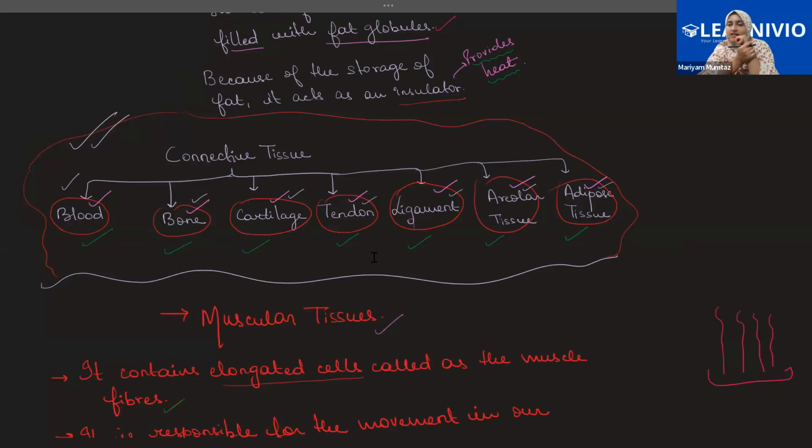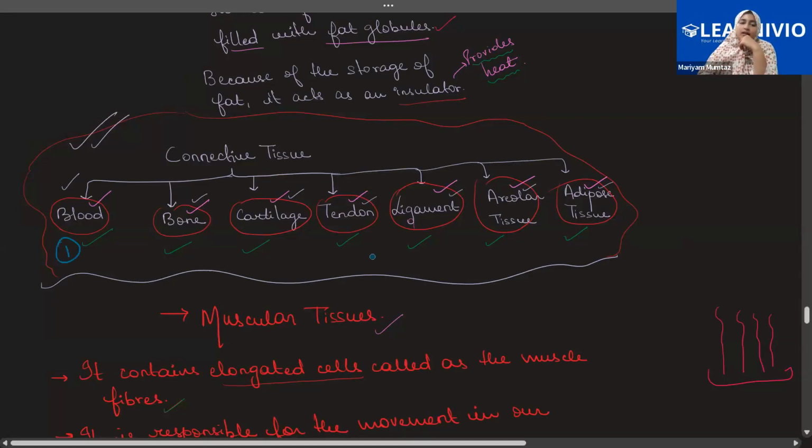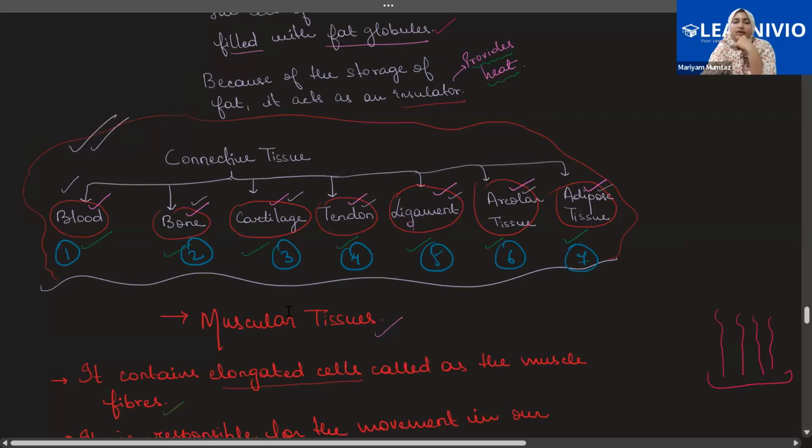As the name suggests, connective tissue is responsible for connection, meaning joining one part to another part. So these are the various types of connective tissues in our body. The first one is blood, then comes bone, cartilage, tendon, ligament, adipose tissue, and areolar tissue. All in all, we have 7 types of connective tissues found in our body.